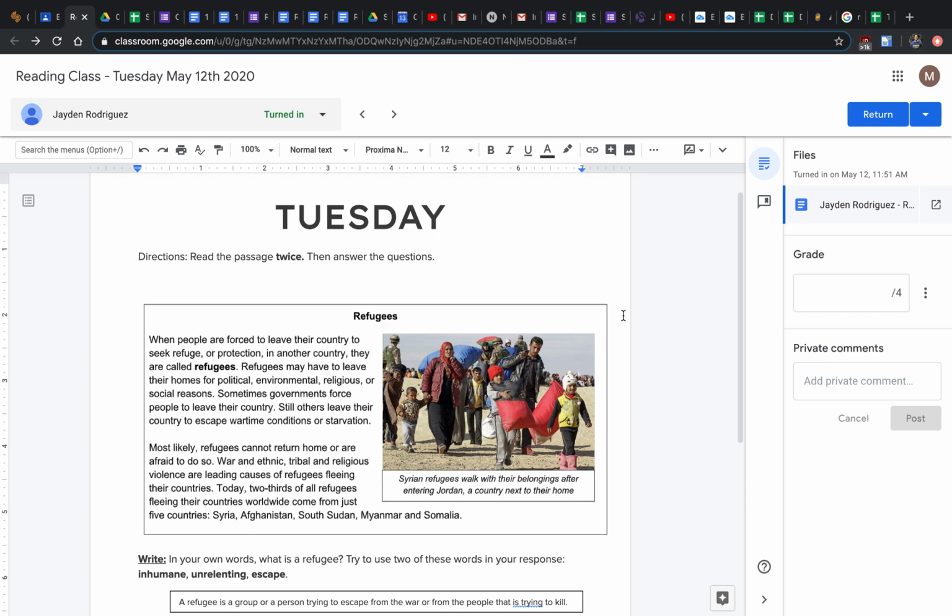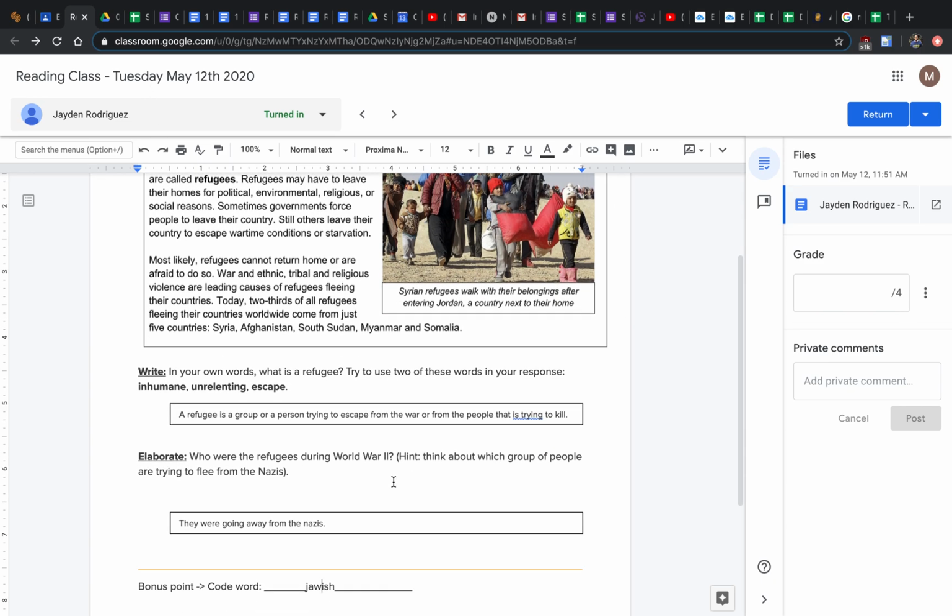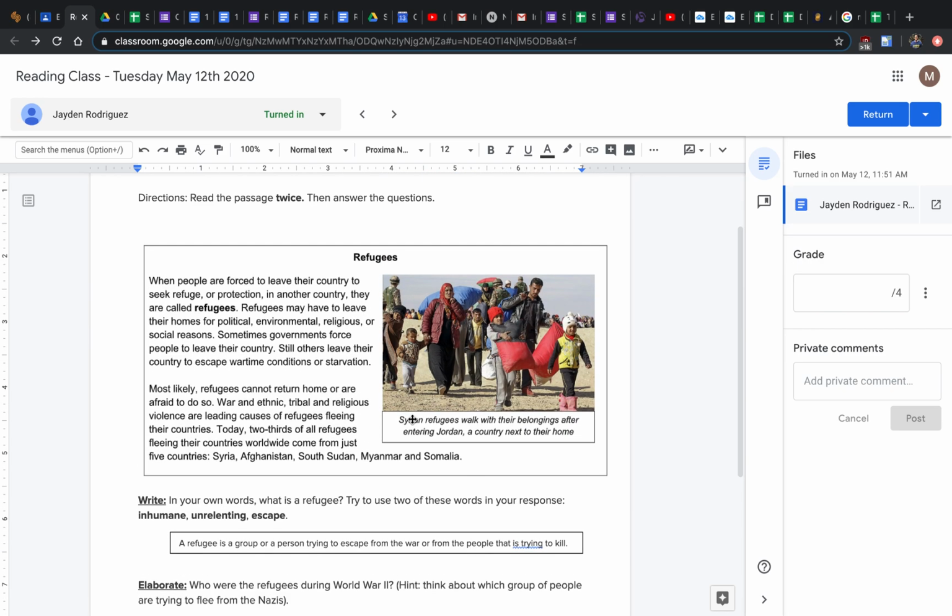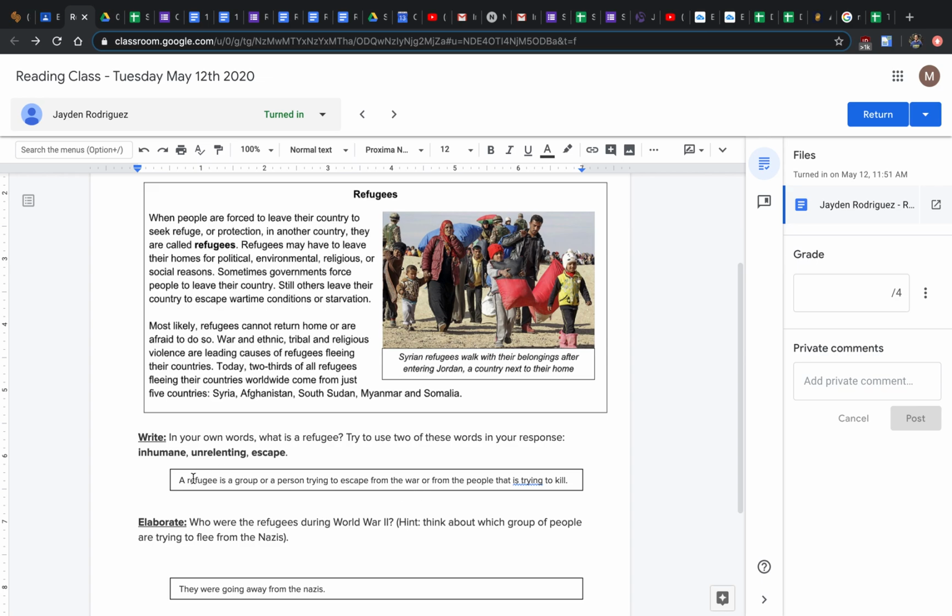I have here Jaden Rodriguez's assignment. He read the article and he did his work down here at the bottom. So you all are going to help me edit his work. So let's look at his first answer. It says, write in your own words, what is a refugee? Try to use two of these words in your response: inhumane, unrelenting, and escape. Let's see what Jaden wrote.